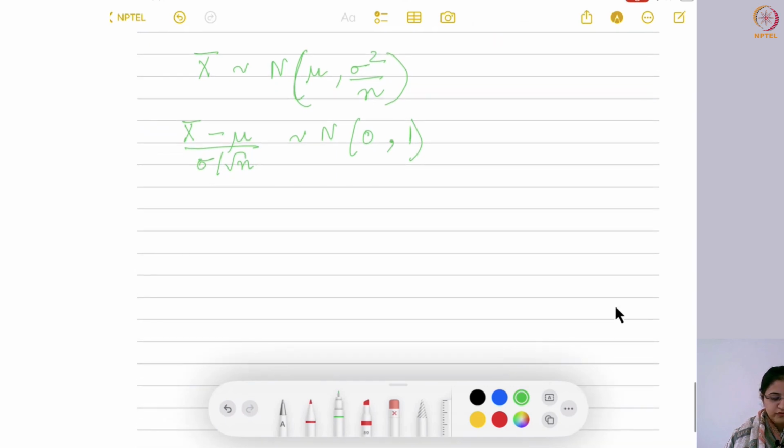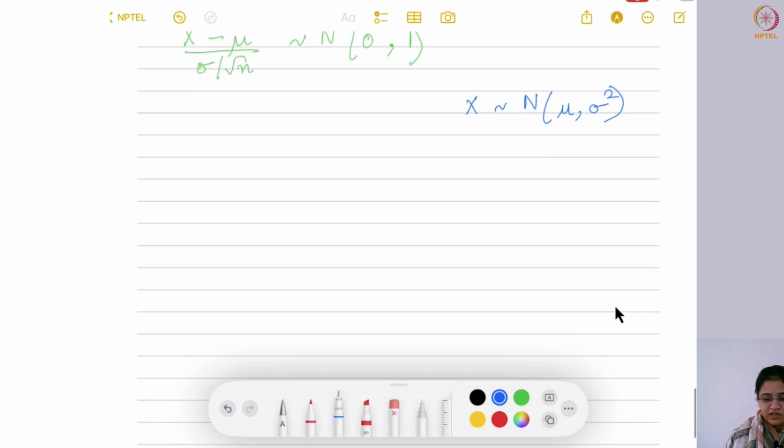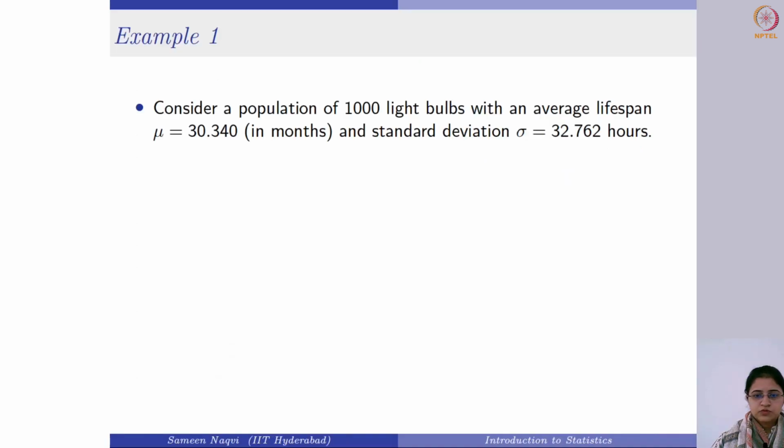This you can prove. If X is following normal distribution with mean mu and variance sigma square, then if you define Z as (X minus mu) by sigma, this is going to also follow normal with mean 0 and variance 1. So let us consider an example over here.